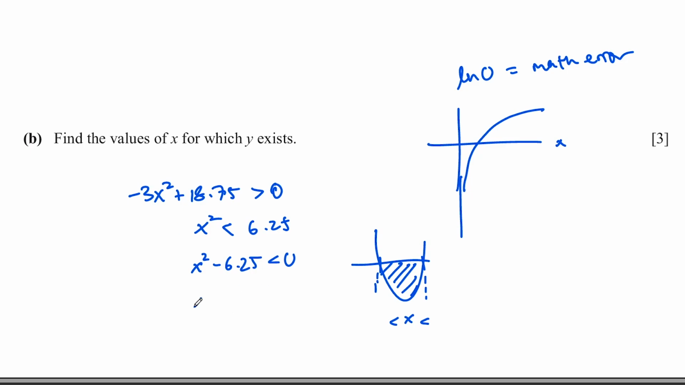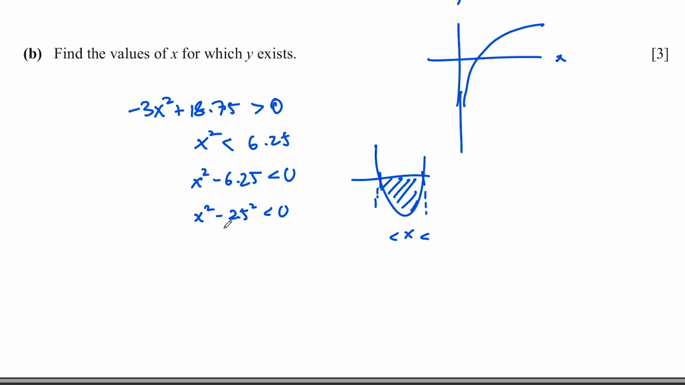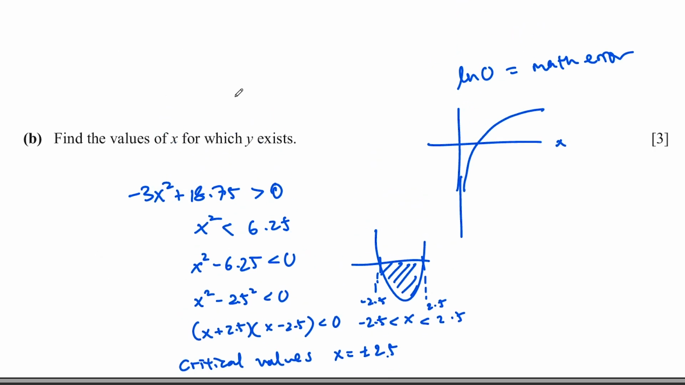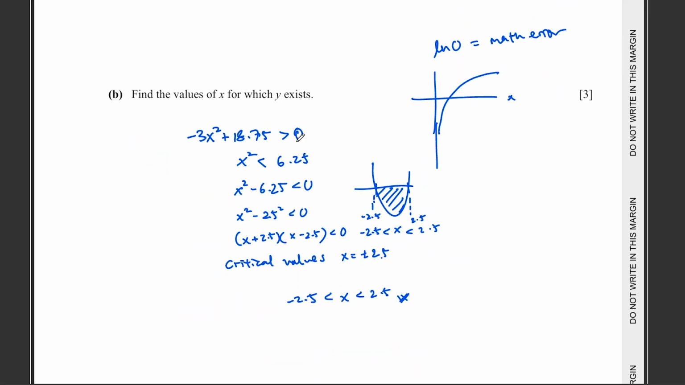So 6.25, we can rewrite it as 2.5 squared, and with the identity of the quadratic expansions, we know that this is true. And our critical values are x = ±2.5. So obviously here is negative 2.5, here is 2.5. So our x lies between negative 2.5 and 2.5. So this will be our final answer. Right? So this will be the value of x for which y exists, or rather the domain of the graph.